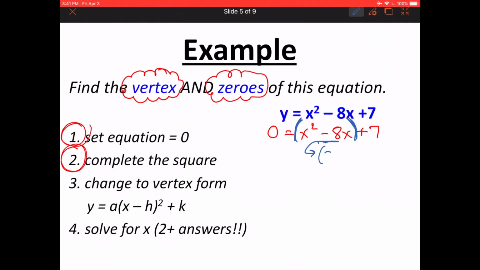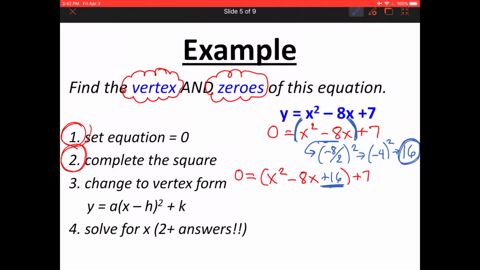I take b and I do negative 8 divided by 2, squared. Negative 8 divided by 2 is negative 4, squared, and negative 4 squared is 16. And so what do I do with that 16? I add it inside the parentheses. So I'm going to have x squared minus 8x, but now on the inside, I'm going to put plus 16. So this is considered completing the square. Now, if I added 16 inside the parentheses, I have to subtract 16 outside of the parentheses, okay? So that's my final step there in completing the square.